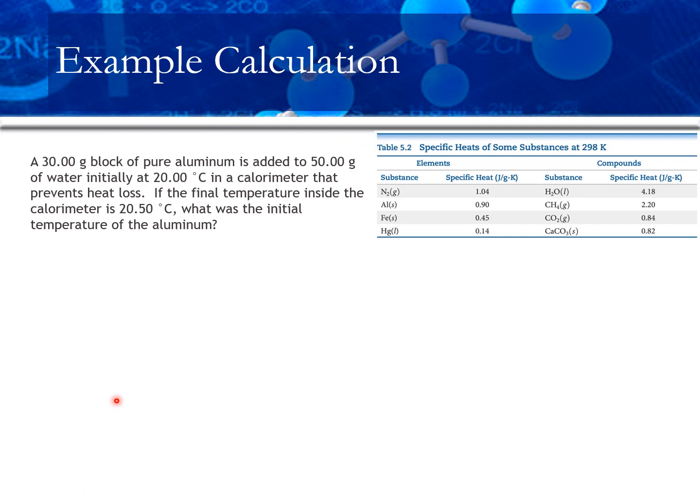This calculation is a little bit on the complicated side, but let's walk our way through it. So suppose we take a 30.00 gram block of pure aluminum and I put it into 50 grams of water initially at 20 degrees Celsius in a calorimeter that prevents heat loss. So I've got hot aluminum, I'm putting it in cool water. The combination is going to reach a final temperature so that both the aluminum and the water will be at the same final temperature, and that's found to be 20.5 degrees Celsius. The question is, what was the initial temperature of the aluminum?